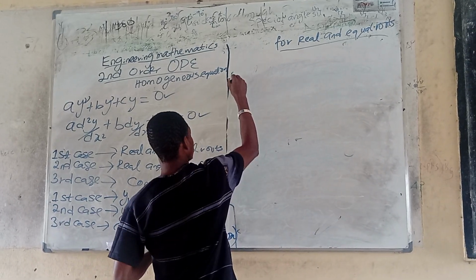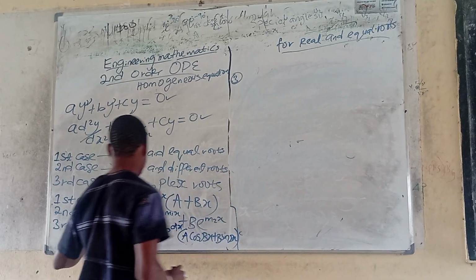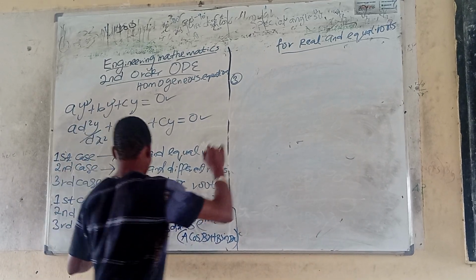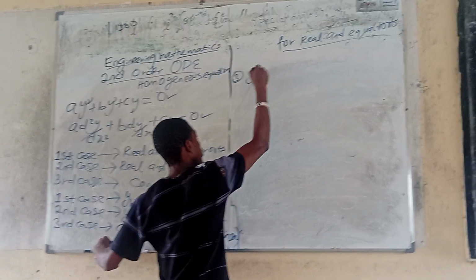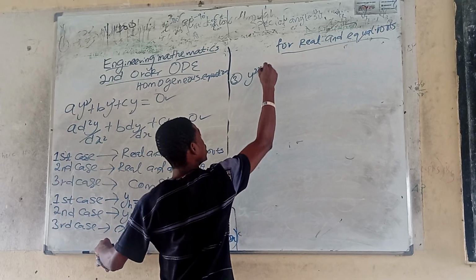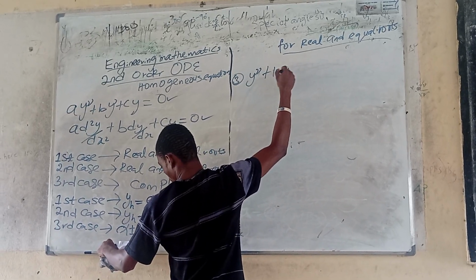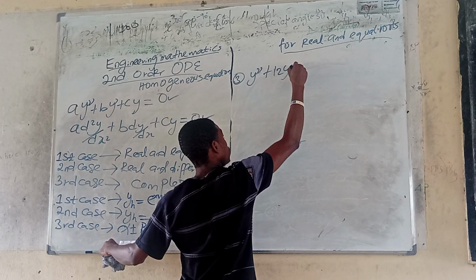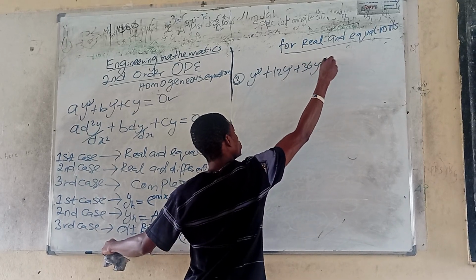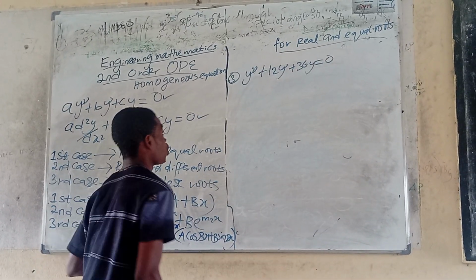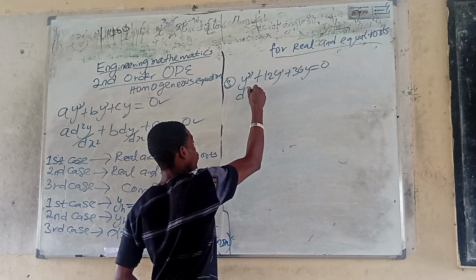Example 3: y prime prime plus 12y prime plus 36y equals 0. So change it to the normal form.